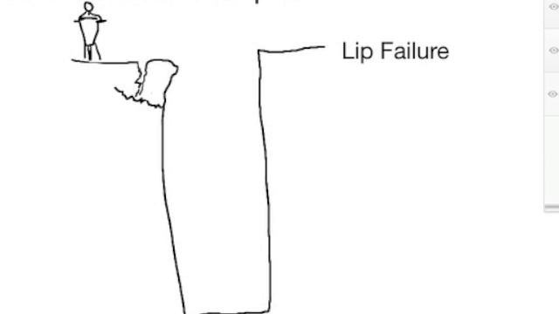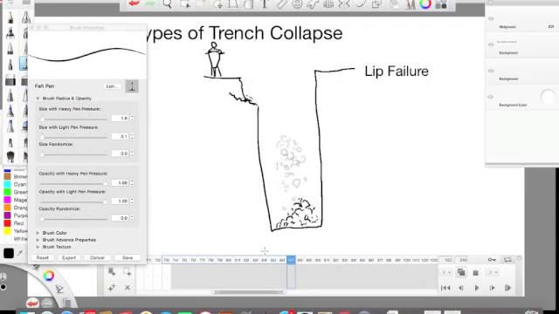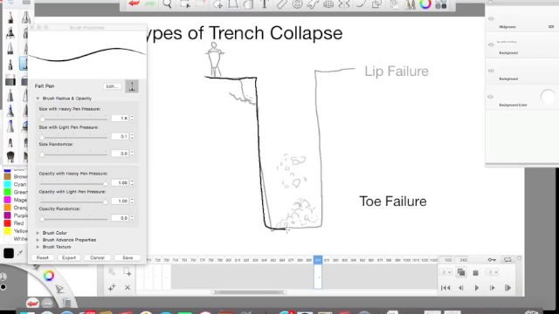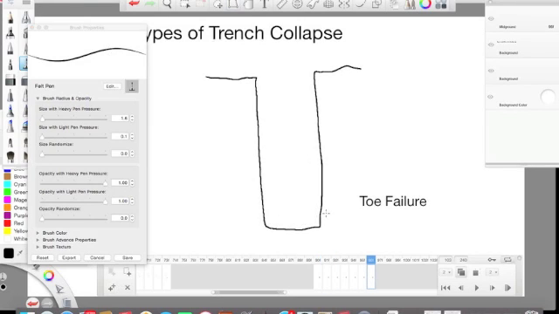All right, so the next form is toe failure. Failure just at the toe. Again, that form of collapse is going to occur in very specific conditions. The soil is very, very cohesive. Things are holding together well, but something in particular causes a weakening in the toe.